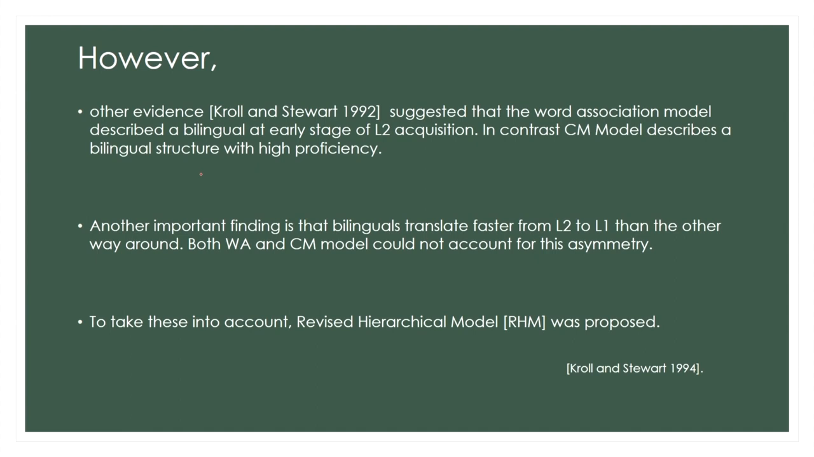One example is Kroll and Stewart, 1992. They said that these two models are actually looking at a bilingual's proficiency at different points in time, at different points in the continuum, right? So the word association model, or the WM, is a bilingual at early stage, and the CM model is basically a bilingual when he has attained a certain level of proficiency. If we just sit back and think, this sounds like common sense.